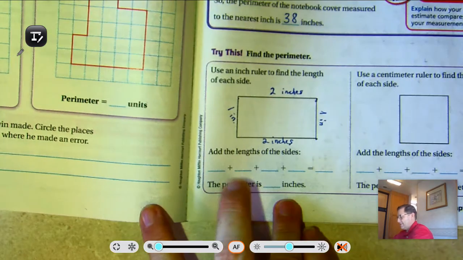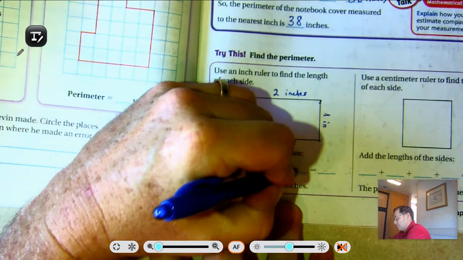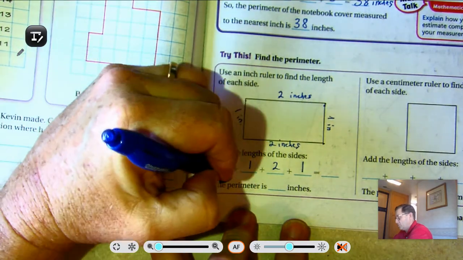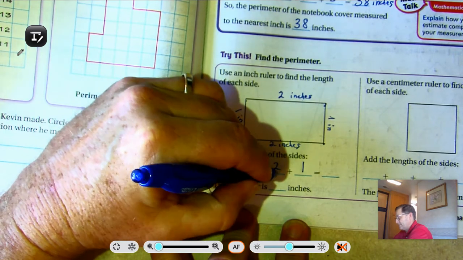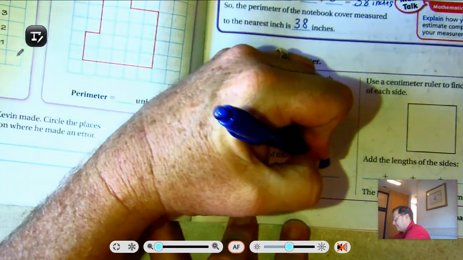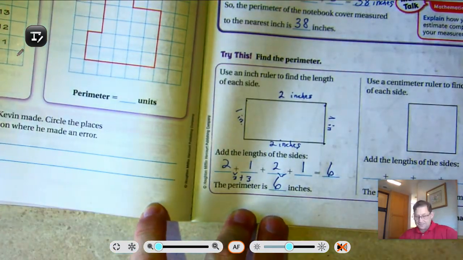So we basically have 2 plus 1 plus 2 plus 1. And what does that add up to? 2 plus 1 is 3. So the other two sides add up to 3. And 3 plus 3 is 6. So we get a perimeter of 6 inches.